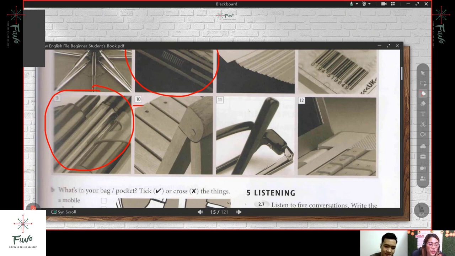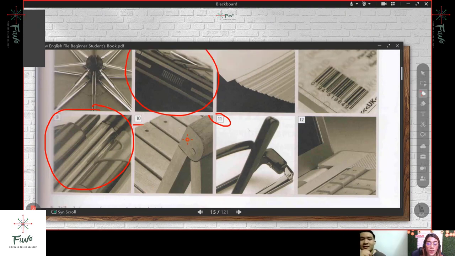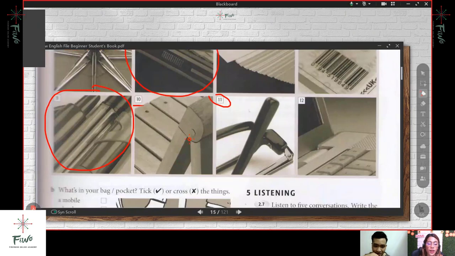Number 10. What's the question for number 10? What is it? What is this? It's a chair. Good. How about number 11? What's your question, Chan? What is this? What are they? I think it is just one.